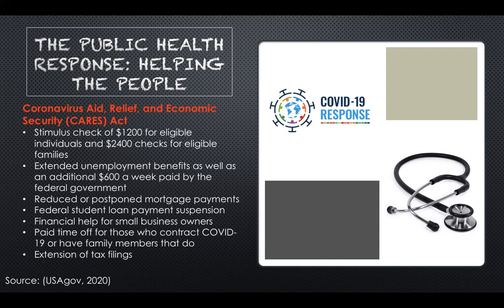And paid time off was included in this act for those who either contract COVID or have family members that do. That way it really provides an incentive for people to stay home if they think they have COVID, or their family members do. So this is a huge part of stopping the spread as well. And then lastly, we saw tax filing extensions for those who needed it.